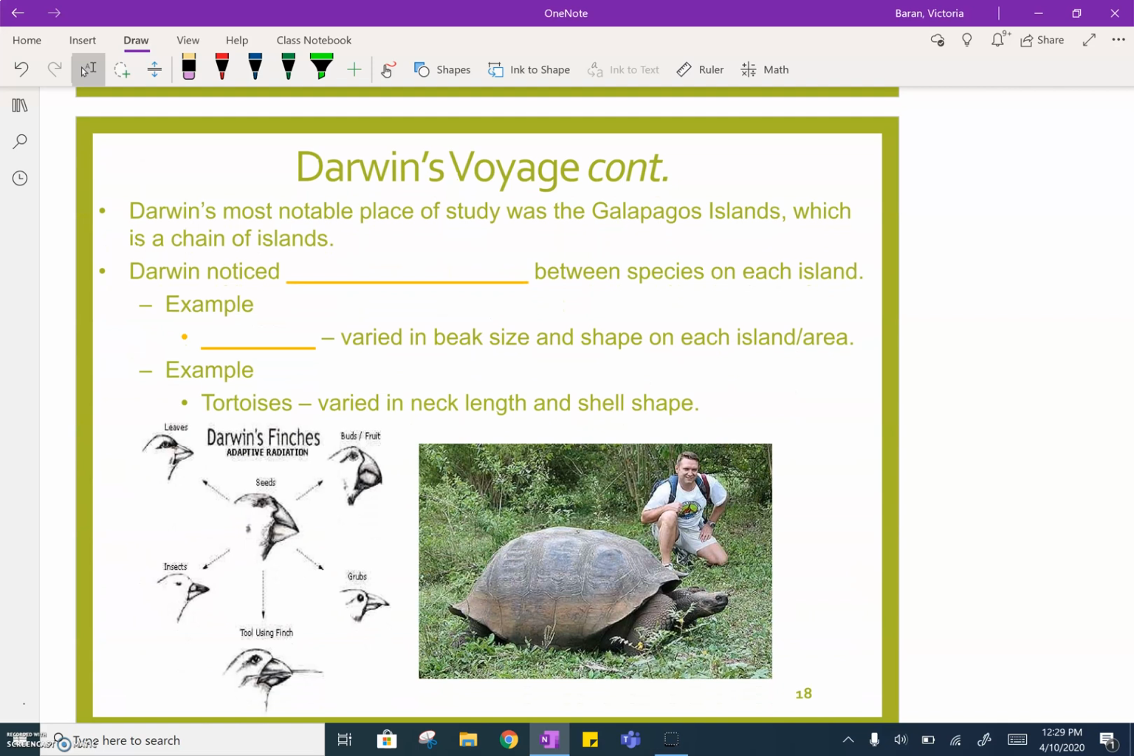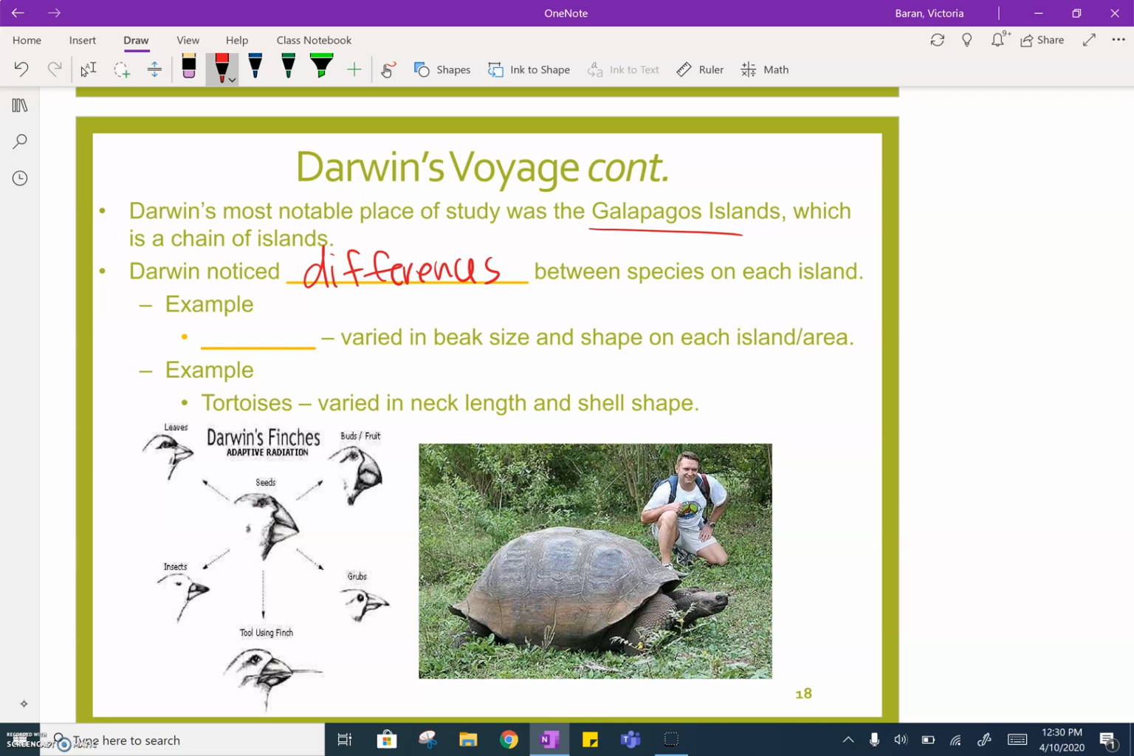Now, a little bit more about his journey. So one of the most notable things is that he visited the Galapagos Islands. This is near the equator. It's off the coast of South America, and it's a chain of islands. He noticed a lot of differences between species on each island.